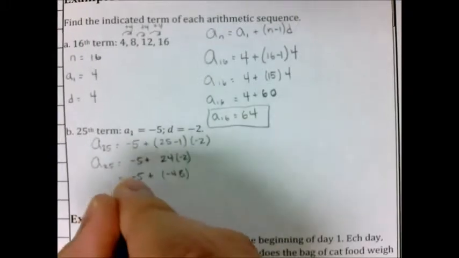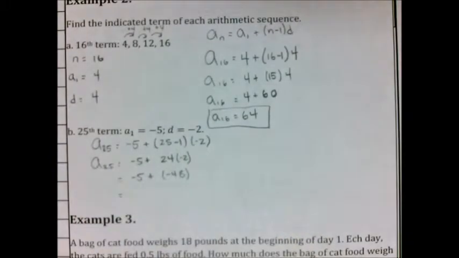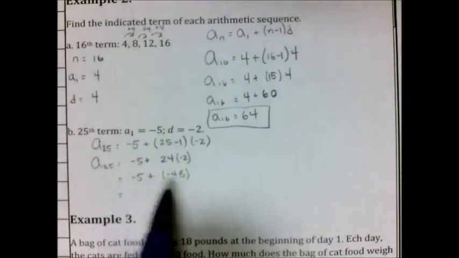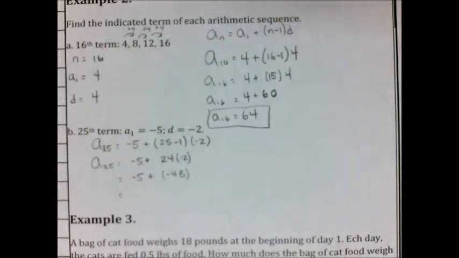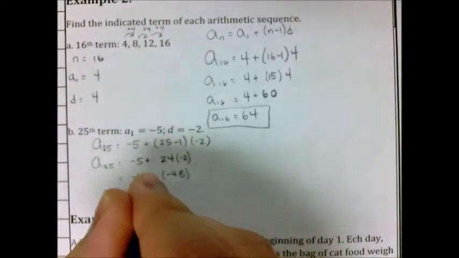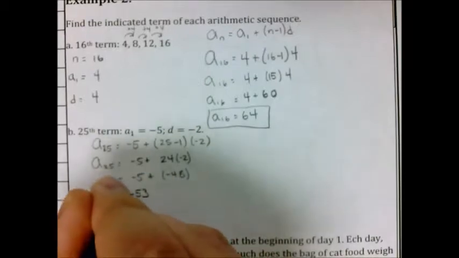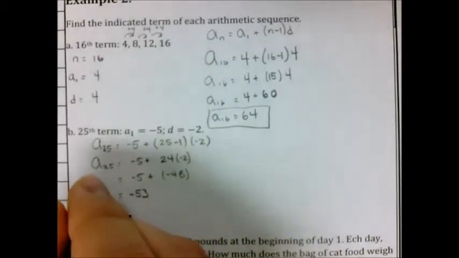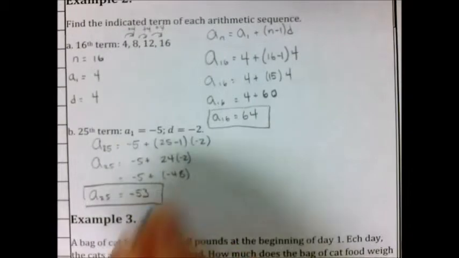And if we're adding two numbers that are both negative, then really we're just adding them and keeping that sign. So negative 5 plus a negative 48 is actually negative 53. So a sub 25, the 25th term of the sequence, is negative 53.